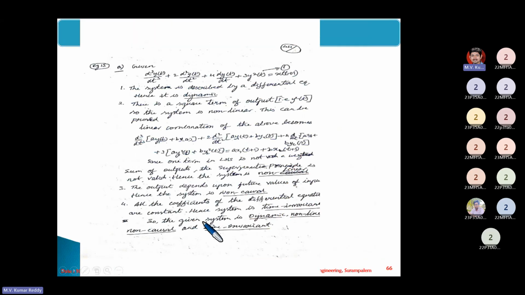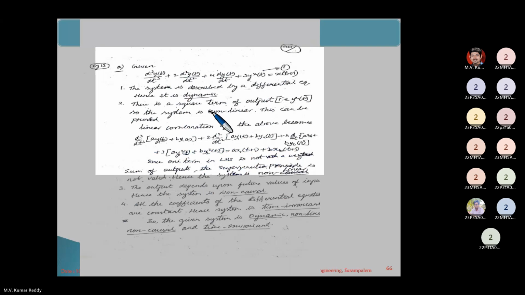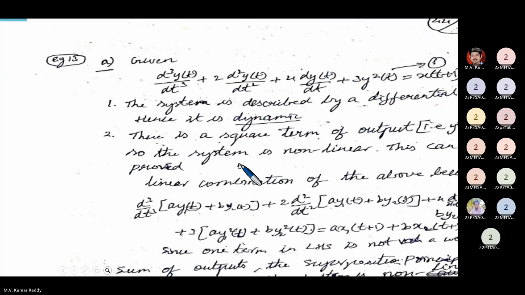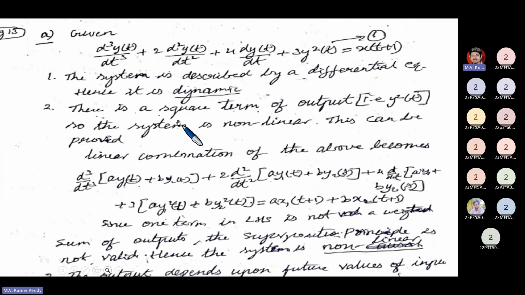Now checking for the first one. What is the first one? Whether it is static or dynamic. For the first question, you have to check for static or dynamic. See here, the system is described by a differential equation, hence it is dynamic. If you have any differential equations, then it is called a dynamic system. Simply, we can say that.